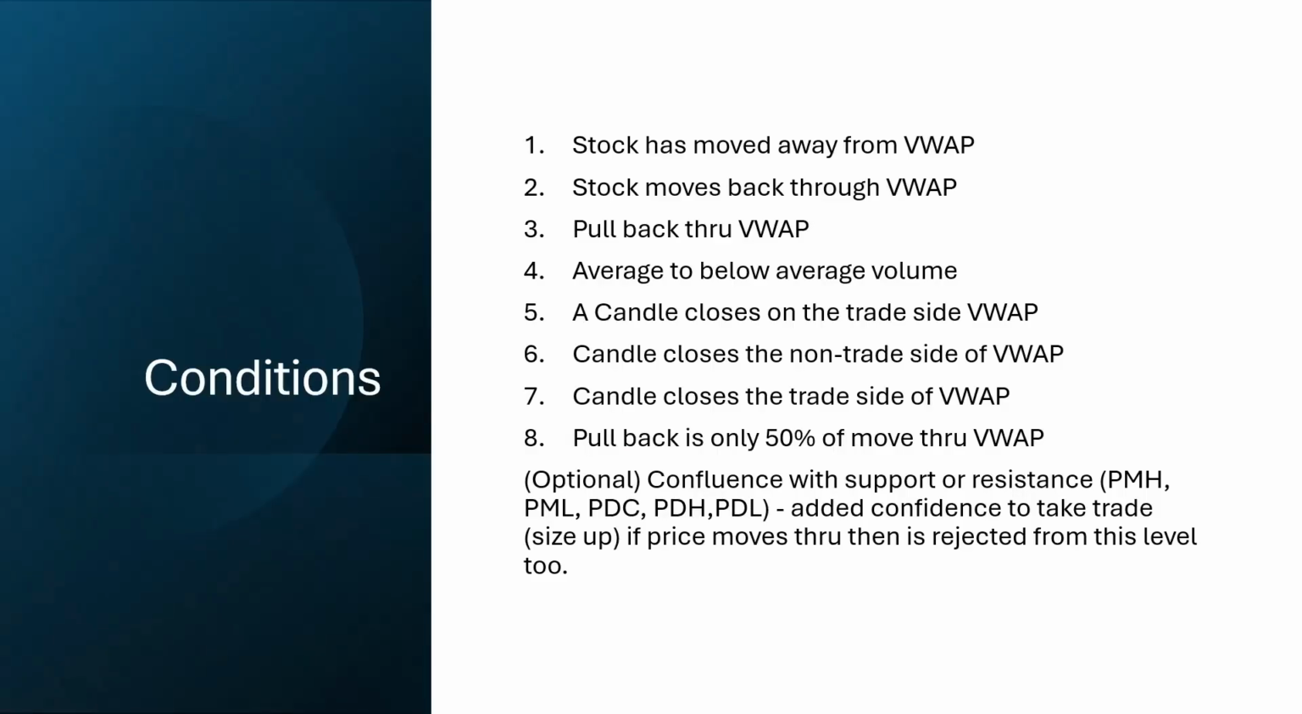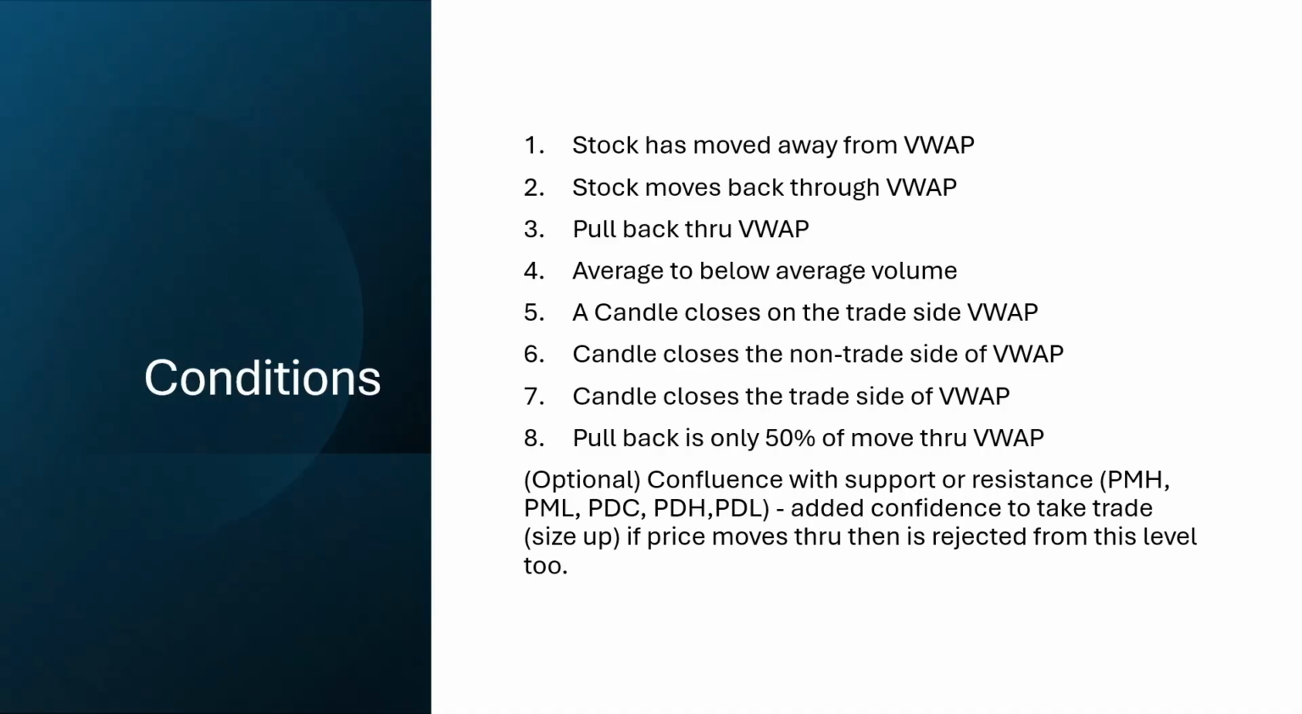So let's take a look at the conditions. This one has a fair number of conditions, but it's great because it's very structured. So you just follow these, and once you see them all set up, you know you can take the trade. What happens is the stock moves away from VWAP, it pulls back through the VWAP, comes back to the VWAP again, and it does this all on average volume. And really what you're looking for are these next three conditions, 5, 6, and 7.